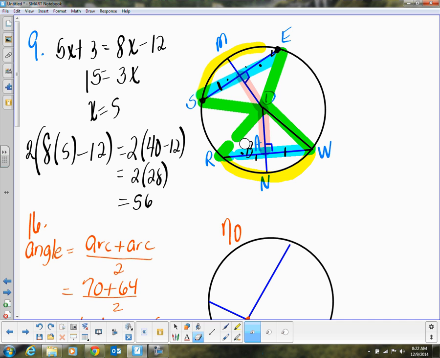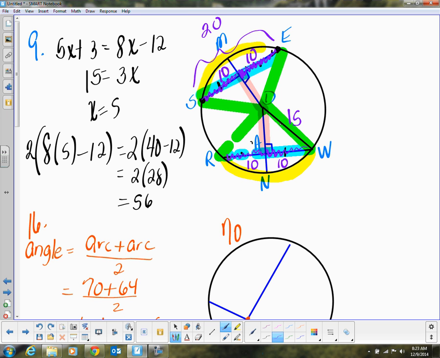So I'm going to erase this part, so let's see what it says. Number 11. Oh, now we have SE. This whole segment is 20. If this whole segment is 20, what is this? 10. What is this? 10. What is this? 10. And what is this? 10. Just checking. Now they want DW to be 15.